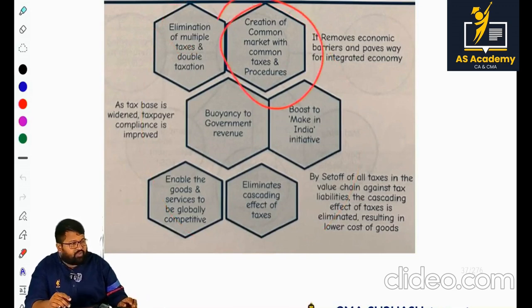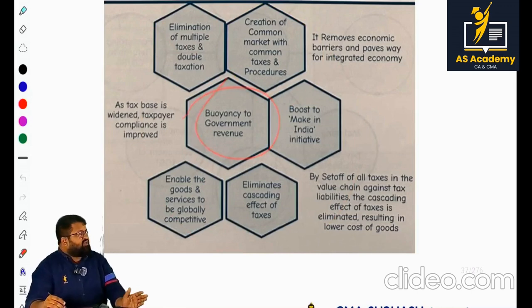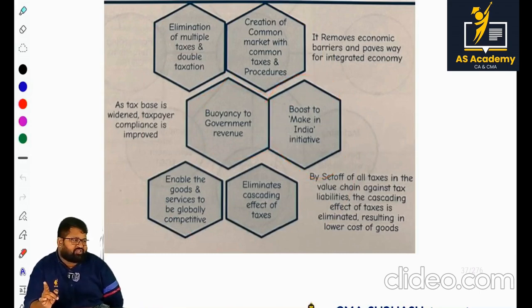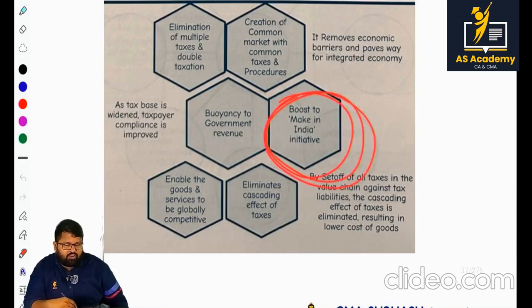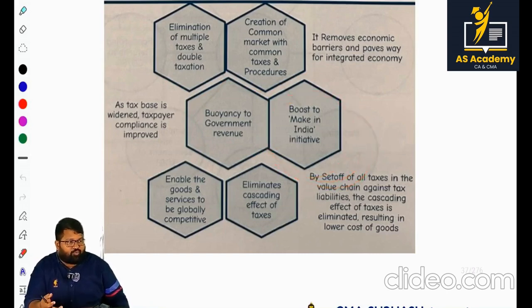What is the second one? Common market with common taxes. And next, as of now, income is increasing. What is the next one? Make in India initiative. How is this possible? They are levying more duty on imports. Automatically, they are encouraging what? Domestic companies are being encouraged.